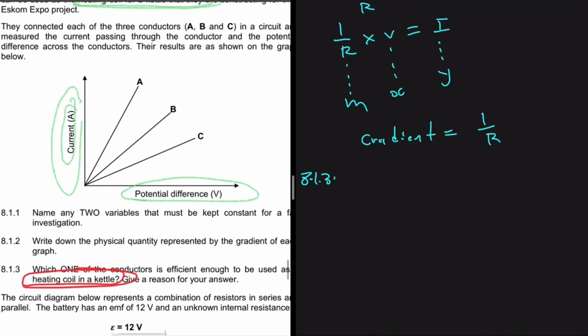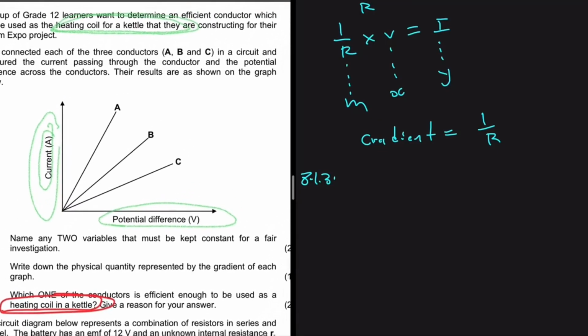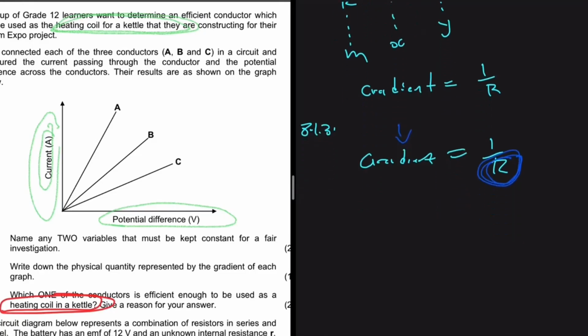So now we're going to go to a graph and try to identify a conductor that has the highest resistance. We know fully well that the gradient is equal to 1 divided by R, right? So the conductor that has the highest resistance will have the lowest gradient, because clearly in this equation they're inversely proportional to each other. Between A, B, C, which one has the smallest gradient? Clearly, C has the smallest gradient.